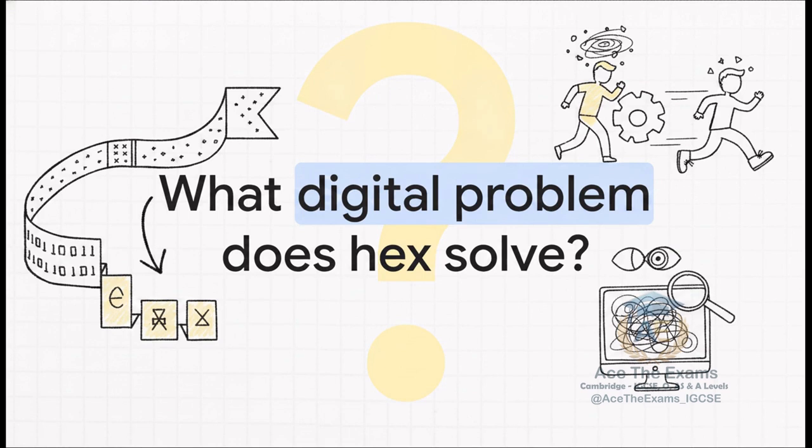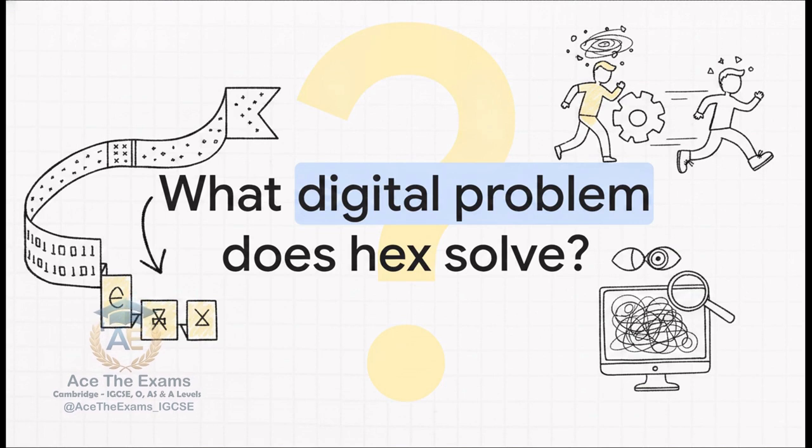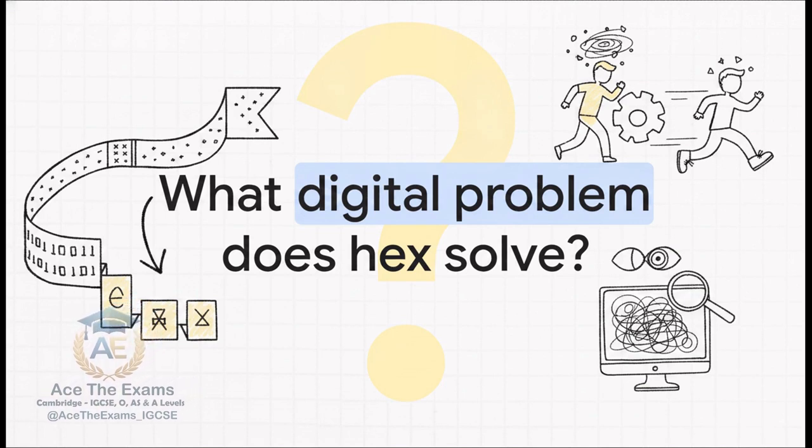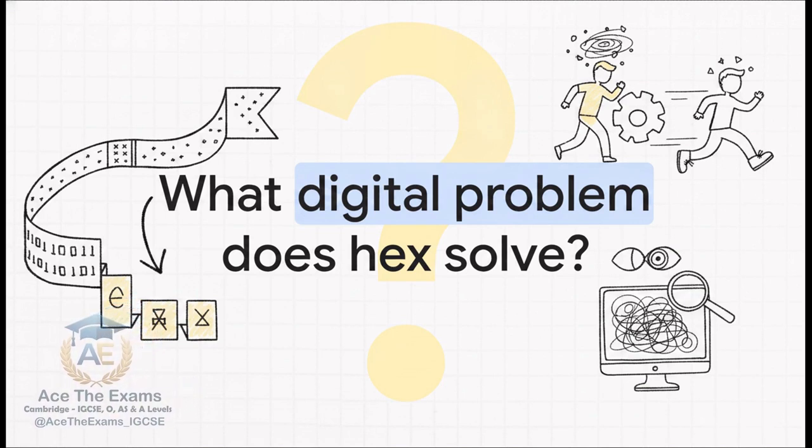Before we touch the terminology, we have to understand the practical purpose of the concept. Ask yourself, what digital problem does hexadecimal actually solve? Alex's immediate trap is just vomiting facts. Alex writes, it's base 16. It uses digits 0 to 9 and letters A to F. Okay, great, that is factually correct, but it completely fails to answer the question of what problem it solves.